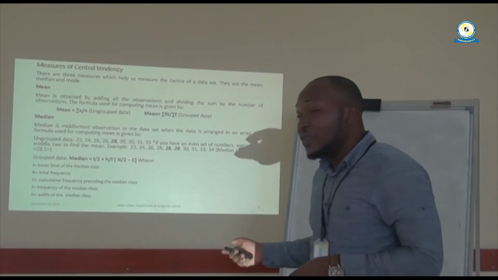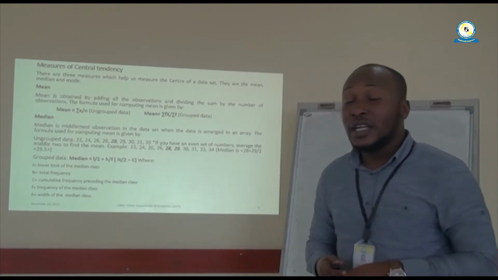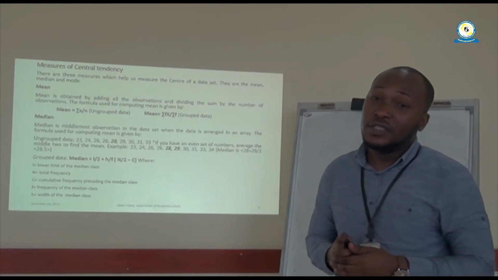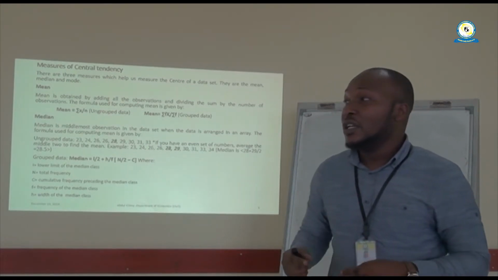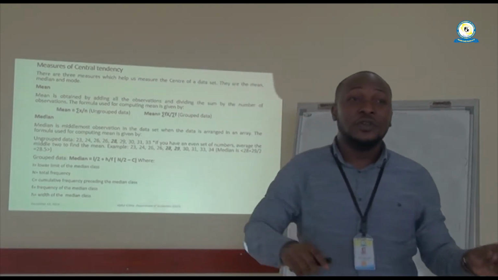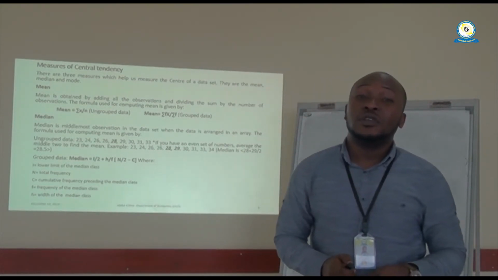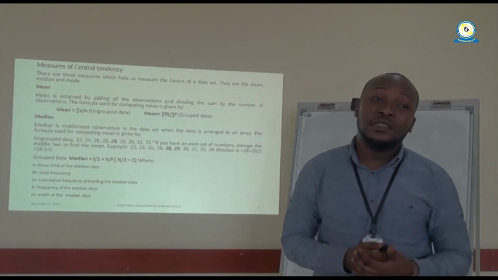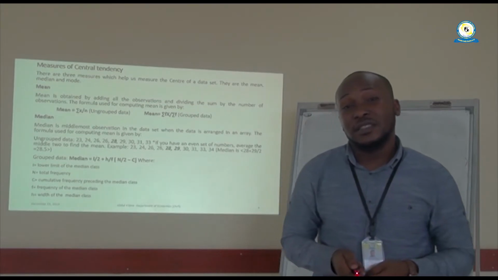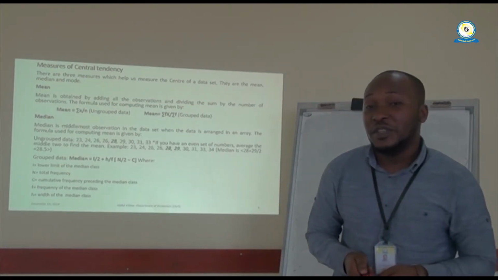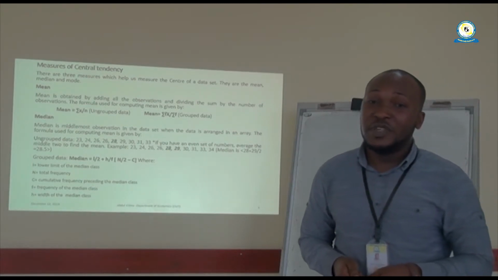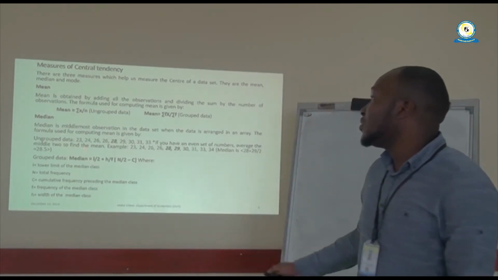Then we have the median. Median is the middlemost observation in the data. If we arrange the data in an array, say we have marks from 1 to 100, which one is the middle mark? Yes, the middle mark can be 50. Which is the middle height? What is the middle age of the data that we've collected?